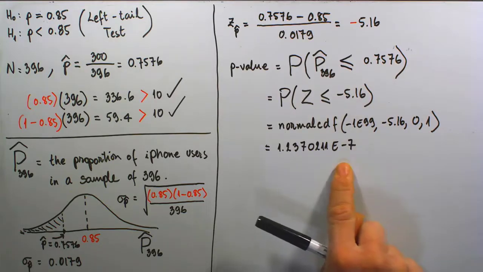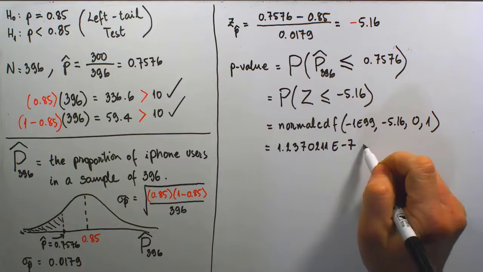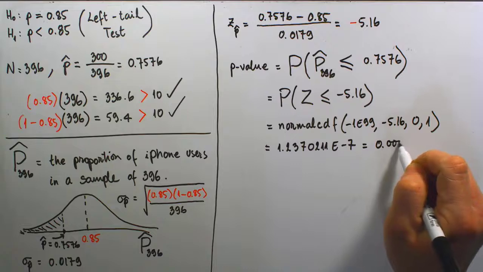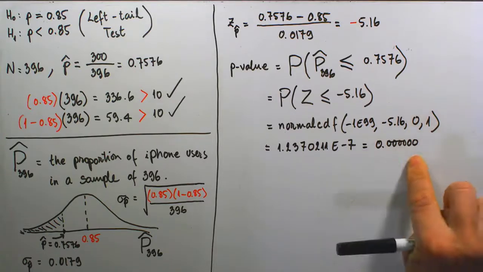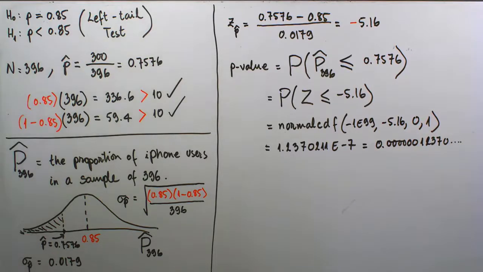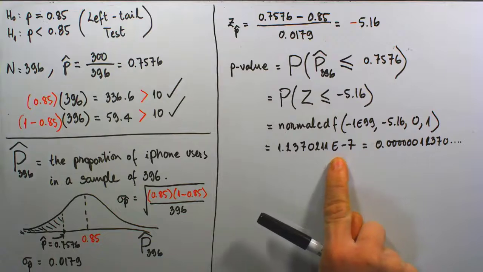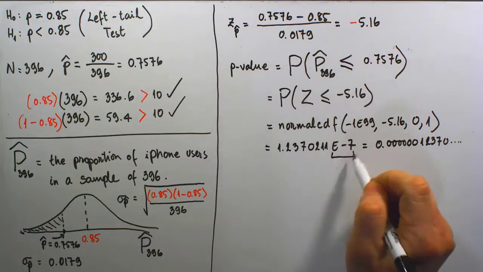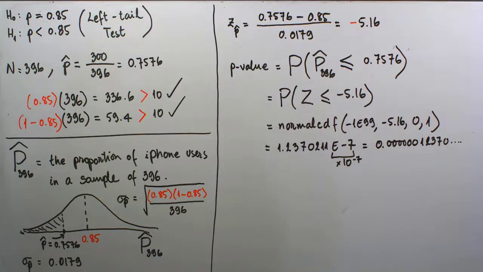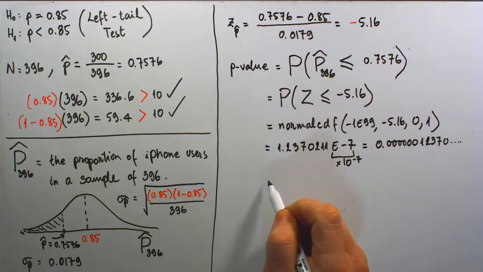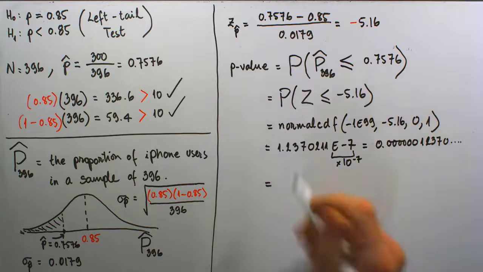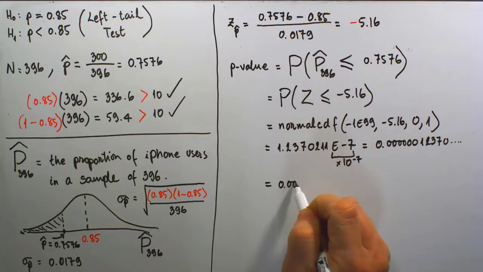So this answer from the calculator really means that the actual numerical answer is 0.0000000, six zeros before 1, 2, 3, 7, 0 and a lot longer. So this means times 10 to the negative 7. That's what the E minus 7 means. And so round it to 4 decimal places, which I usually do, then this final p-value comes out being 0.0000.